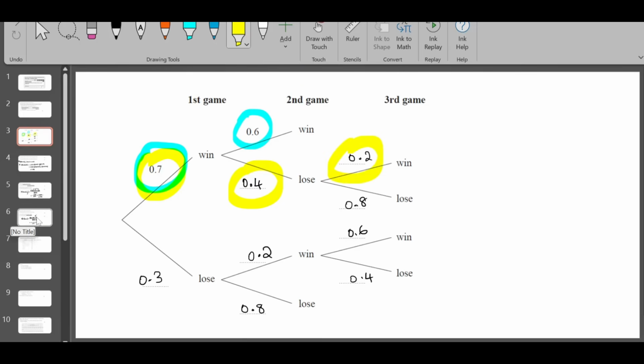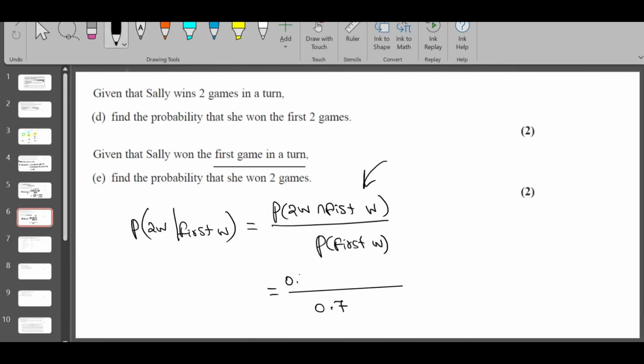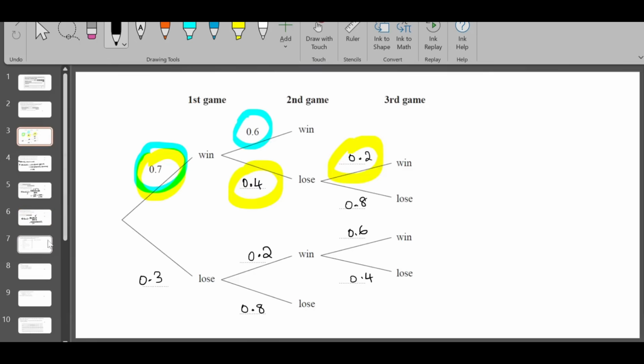So it's basically 0.7 times 0.6 plus 0.7 times 0.4 times 0.2, right? Yes.